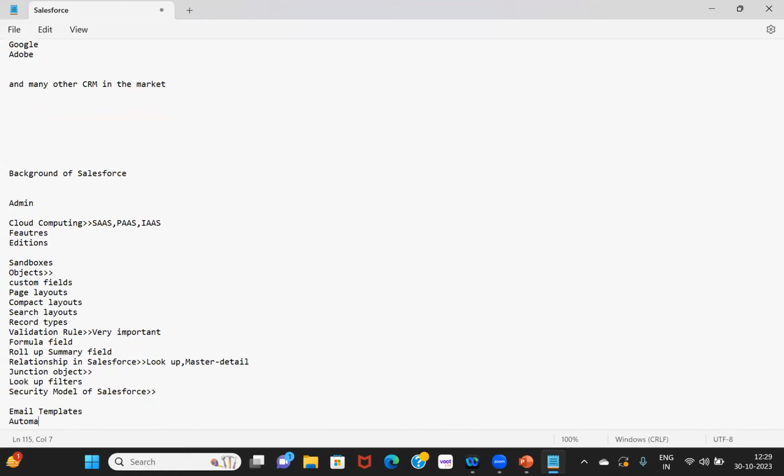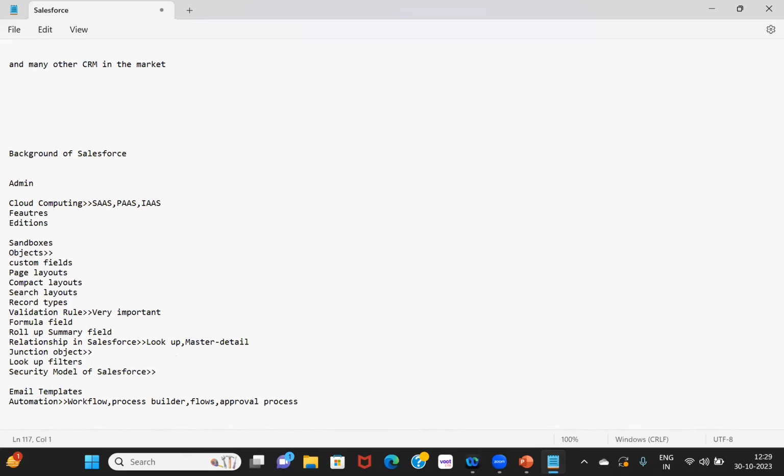Then automation. Under the automation, we have workflow, process builder, flows, approval process, data loader. And this is an important thing.